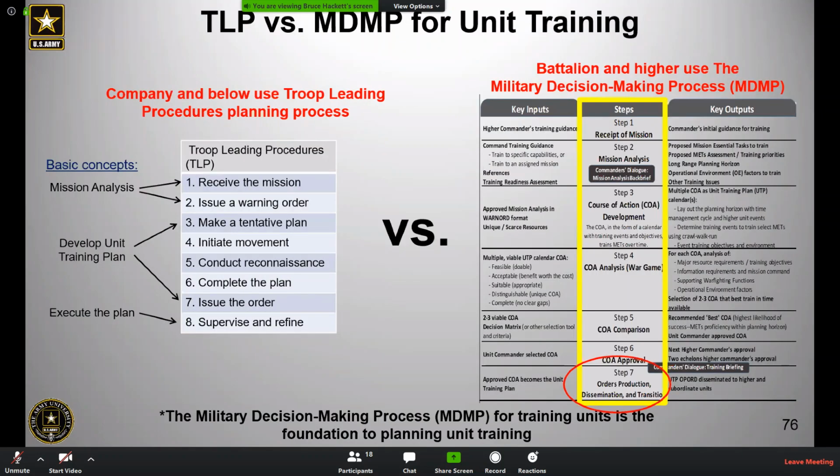The TLP versus the TMP for unit training, your 5-paragraph troop leading procedures are usually part of the orders production dissemination step 7. So your company and below use the troop leading procedures, and your battalion and above use the MDMP, and your troop leading procedures usually fall into the step 7, the orders production, dissemination, and transition.